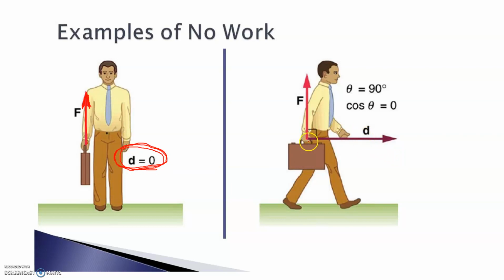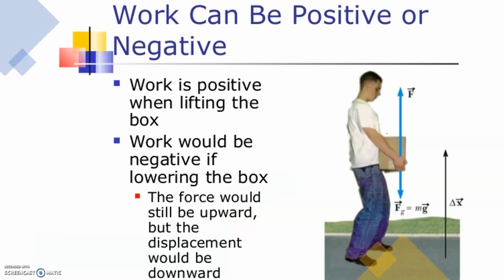All right, here, you have that it's moving now, but see, our force is still holding that briefcase up. So notice how our force and our distance vectors, or our arrows, are not working together. So because they're not working together, we are not accomplishing any work there either. He's just carrying his briefcase. That's not considered work.